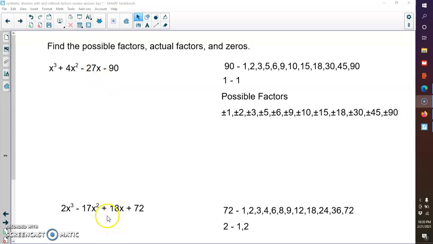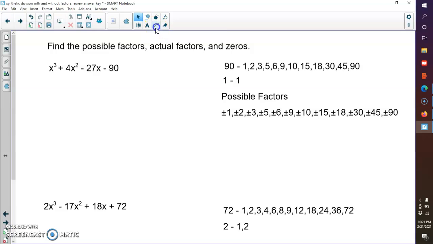Right, so the next 4 problems, you don't have factors. You have to come up with the factors. I took the liberty of finding the possible factors first. We take the constant and the leading coefficient. So in this problem, it's 90 and 1. I list the factors of 90. I list the factors of 1, and every factor of 90 goes over every factor of 1. So here is my list of possible factors. And now I start trying them.